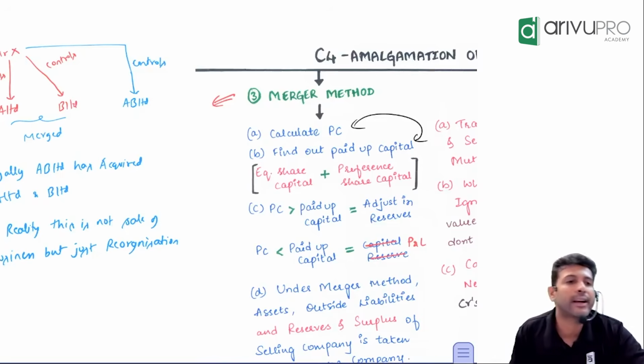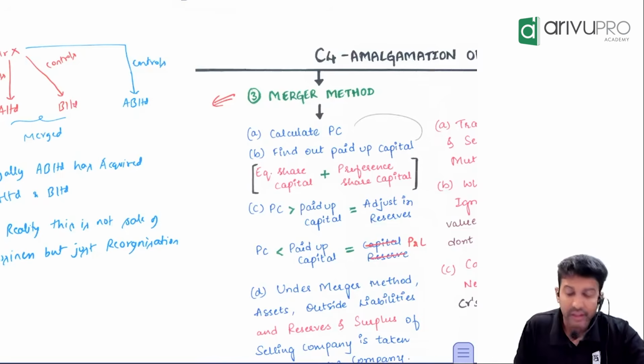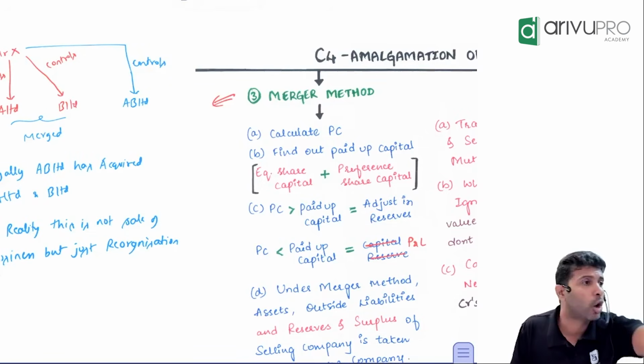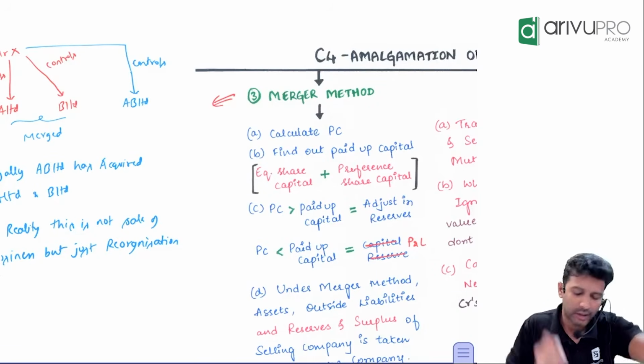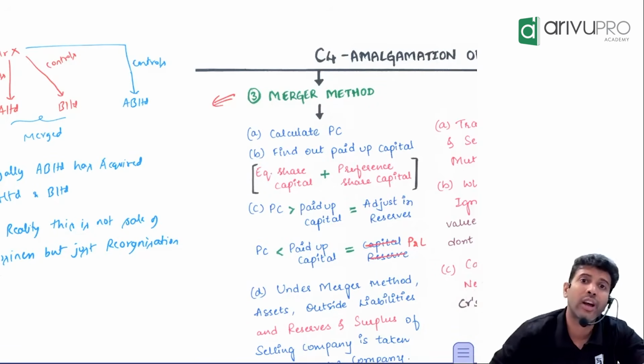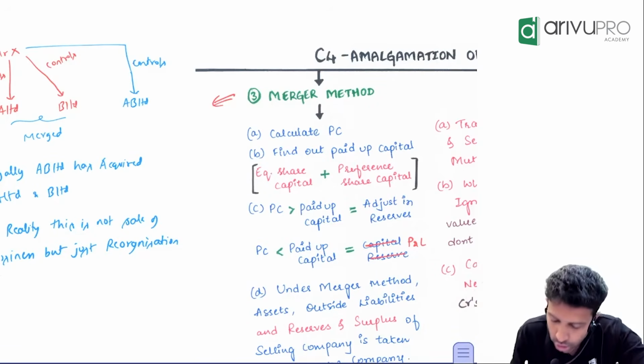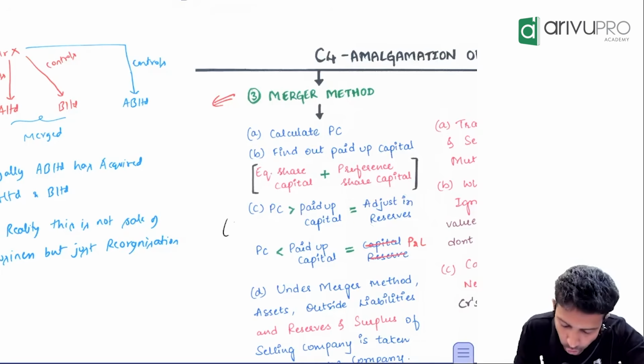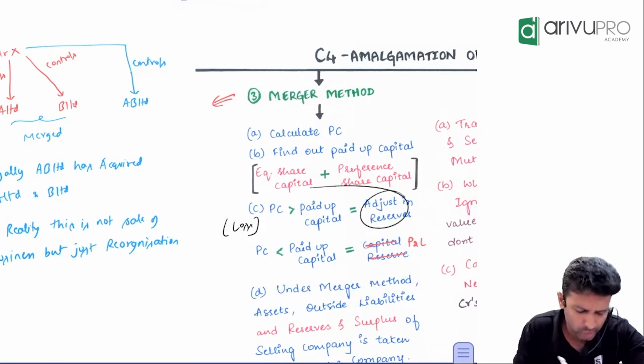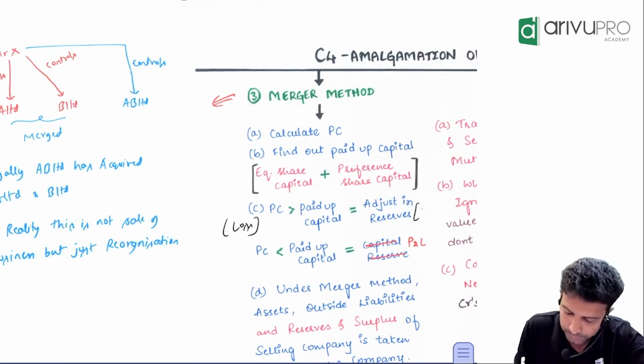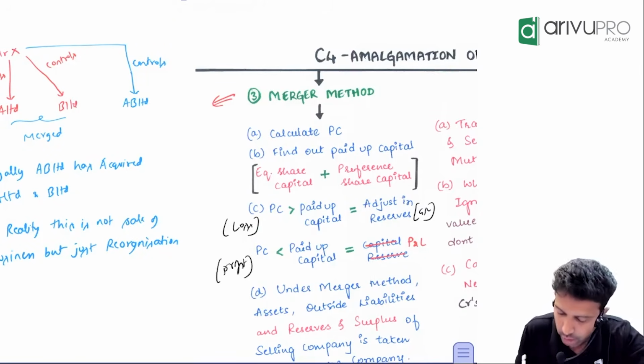Now compare PC with paid up capital. There can be two scenarios: either a loss scenario or a profit scenario. There, a loss you used to call goodwill. Here, you will adjust the loss in reserves, usually in general reserve. If it's a profit scenario, you will transfer it to the P&L account.